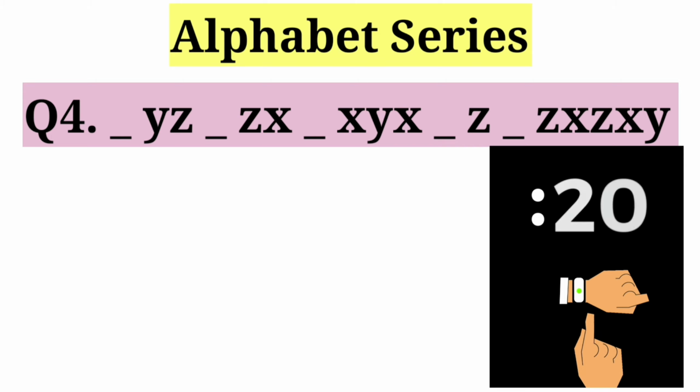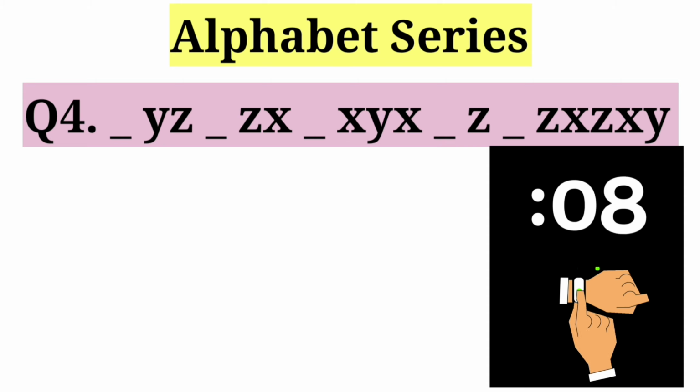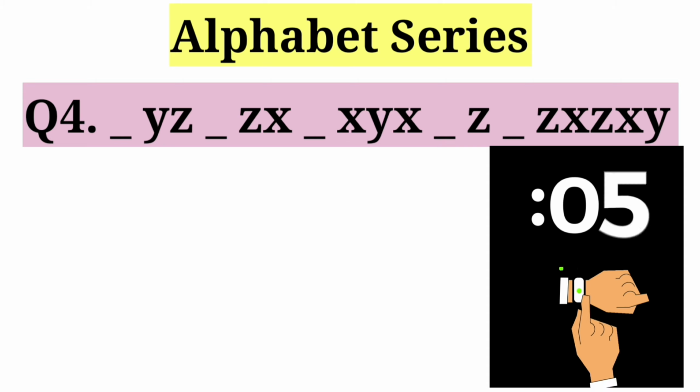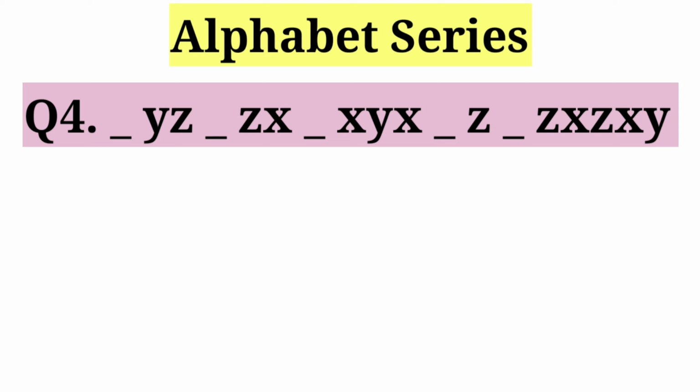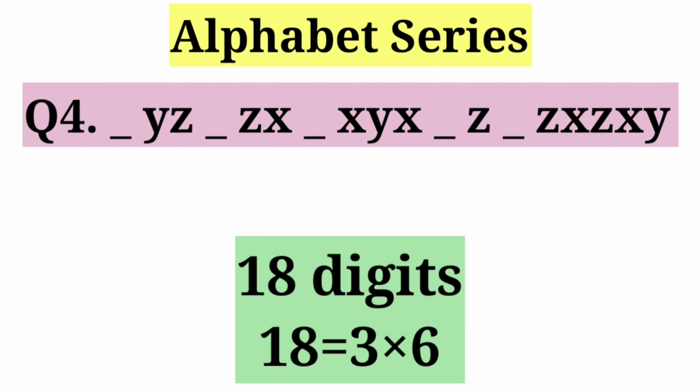In this series, you have to find a pattern that will complete all the blanks. So last 5 seconds are remaining, and time's up. So the first step to solve this question is to count the number of digits including the blank spaces. So there are a total of 18 digits. 18 is 3 multiplied by 6. So we can break this series into groups of 3 and there will be 6 such groups.